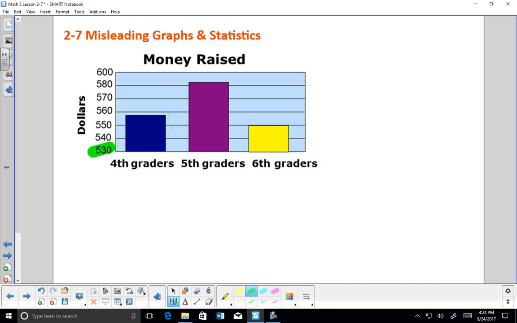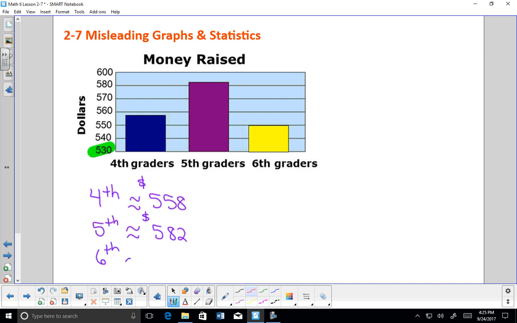Okay? So if we look at that, that means that our 4th graders, the amount of money that they have raised looks like about $558. Our 5th graders, the amount of money that they have raised looks like about $582 or so. And our 6th graders, the amount of money that they have raised is $550.